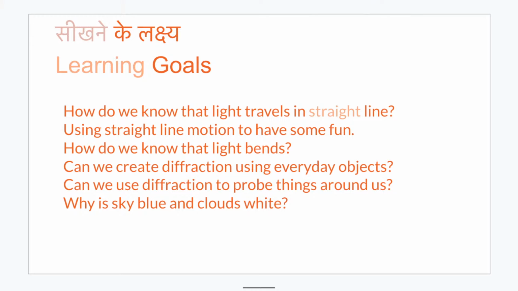And then we'll talk about diffraction. So the moment I talk about diffraction, I think a lot of people must have understood that the conclusion to the above debate is that light maybe is not traveling in a straight line. And then we'll talk about other questions like why is the sky blue, why are clouds white, and various other things where we can use diffraction to figure out stuff around us. So these are our basic learning goals.